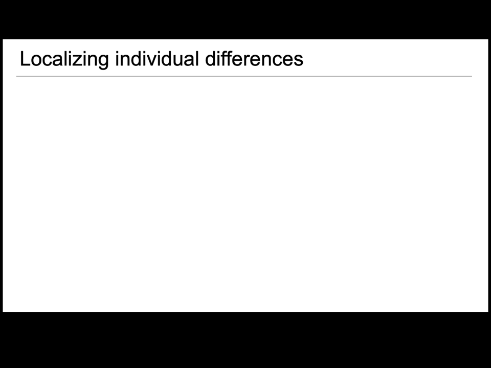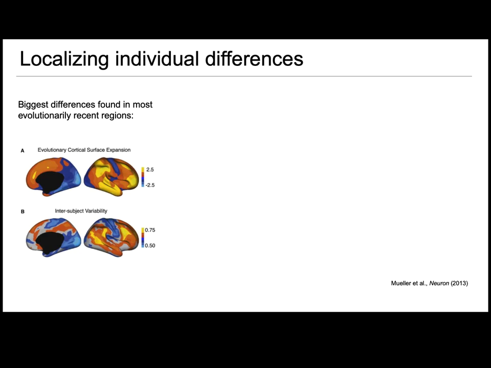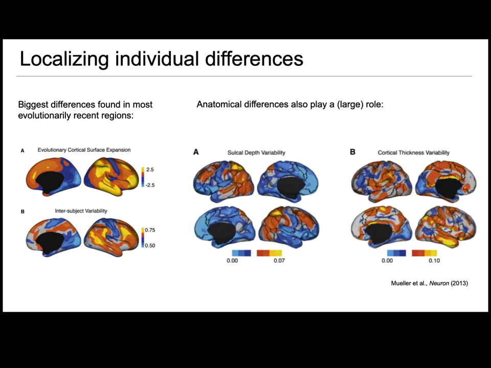And just to touch back on this point one more time, trying to localize these individual differences, we certainly weren't the first to start looking at these, so there's already been a lot of evidence that the biggest differences between subjects are found in these most evolutionarily recent regions. So you can see the yellower areas here correspond on the top row to where the cortex has expanded most in terms of its surface area during evolution, and on the bottom row it's where we see the most intersubject variability. So there's some correspondence there, and certainly it's likely that anatomical differences are playing a large role here. So function is always superimposed on anatomy, and it's difficult to completely tease them apart.